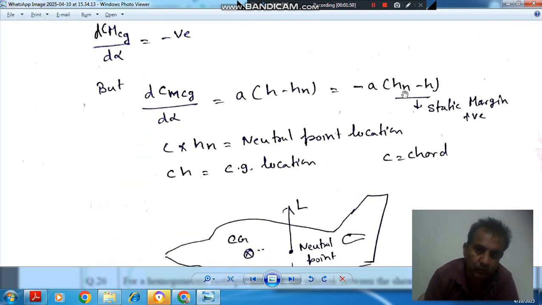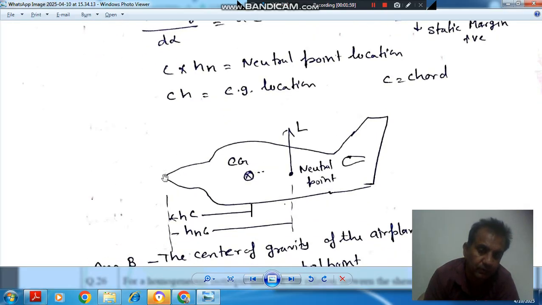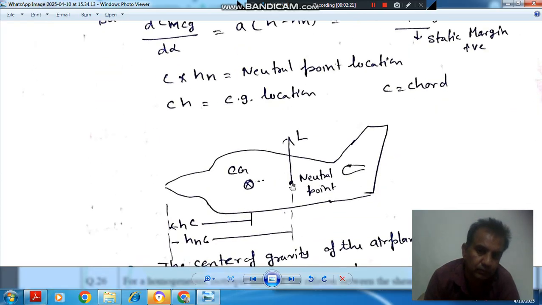Now what are hn and h? If we multiply hn with c, it gives the neutral point location from the front of the aircraft. So this is the front of the aircraft and this is the neutral point, and the neutral point is defined by zero change in the coefficient of moment with respect to angle of attack, that is, at this point dCm/dα is 0.